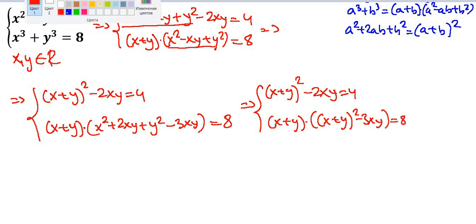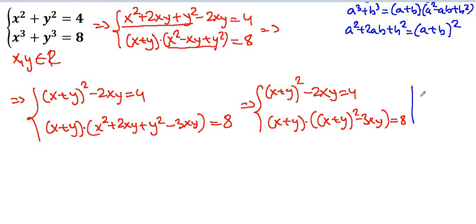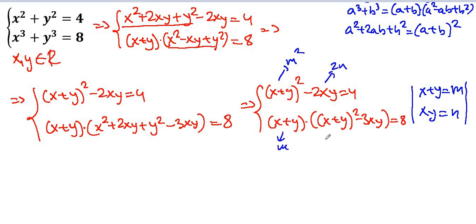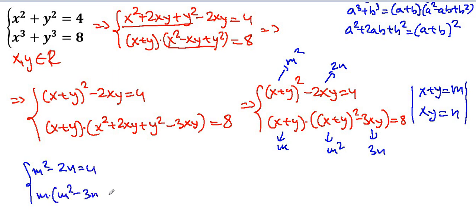Now let's set that x plus y is equal to m and xy is equal to n. Therefore this is going to be m squared, and this is going to be 2n, and this is going to be m, this is going to be m squared, and this is going to be 3n. So therefore I'll get a new system of equations with new variables: m squared minus 2n is equal to 4, and m times m squared minus 3n is equal to 8. So let me label each equation.